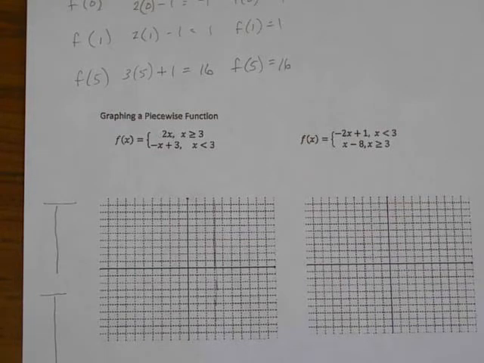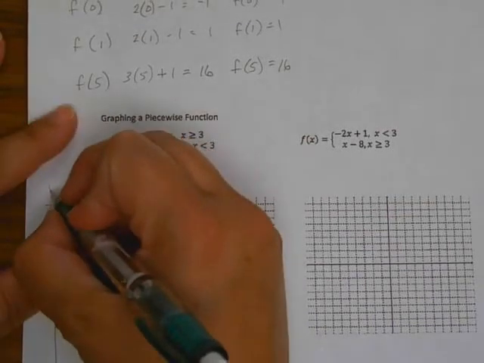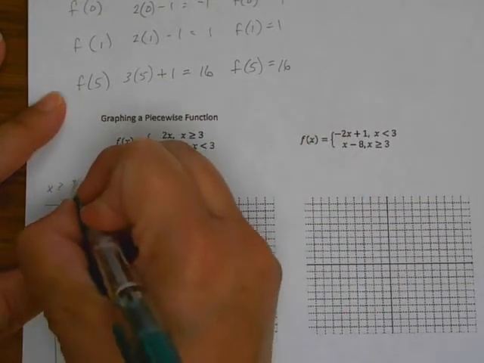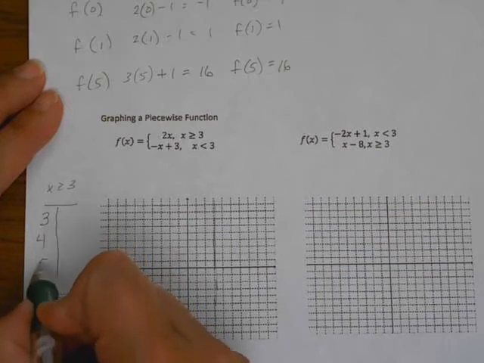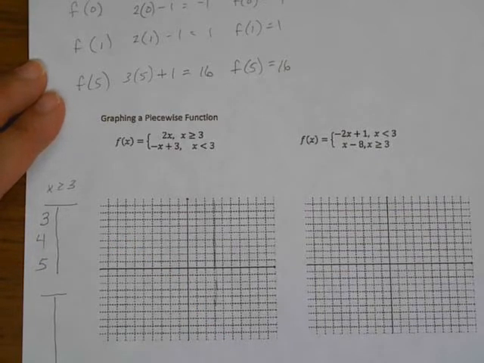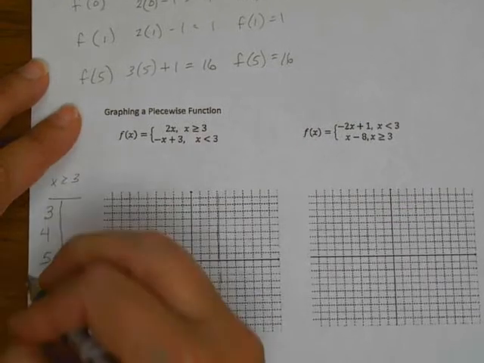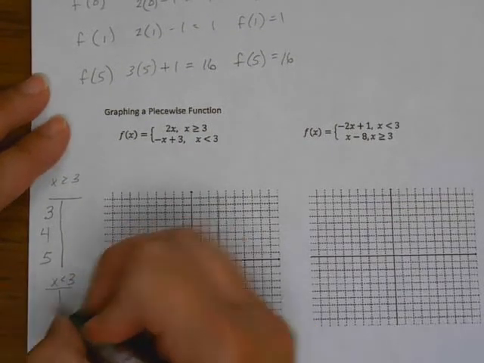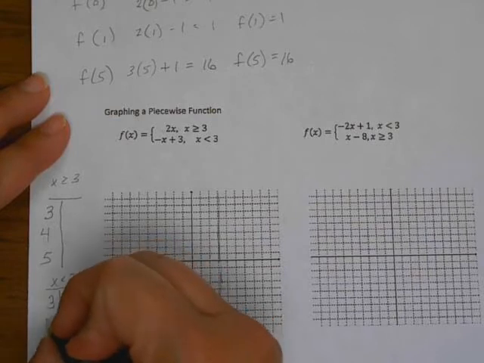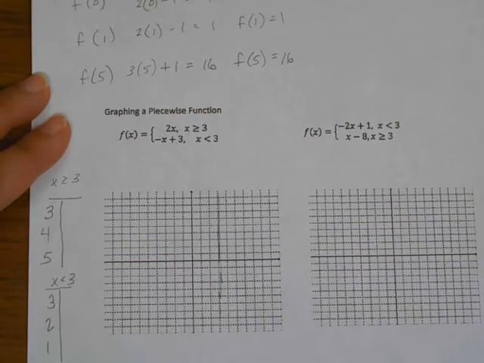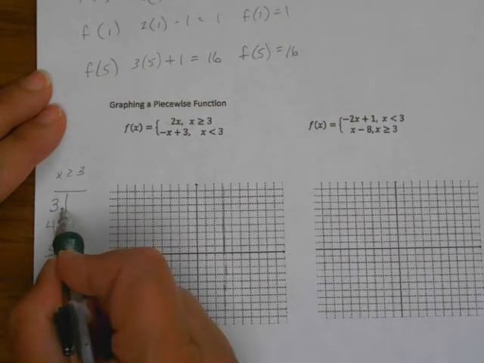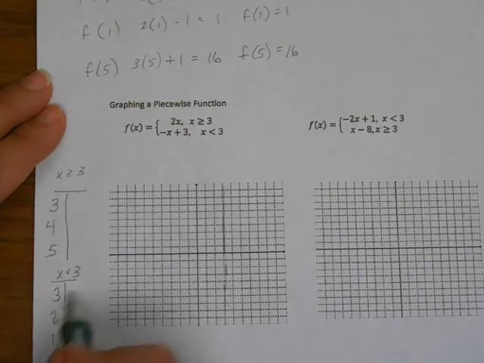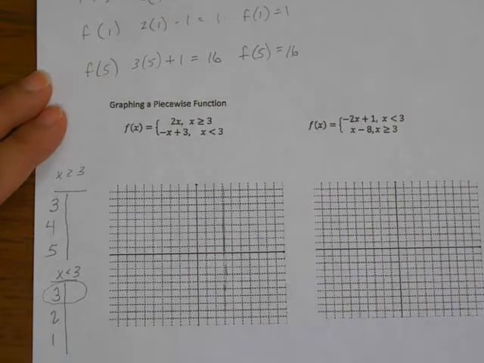So the top equation is going to be the one where I do x greater than or equal to 3. So since it's greater than or equal to 3, I'm going to have 3, 4, and 5. Those are the values I'm going to use for input. The other equation is going to be for when x is smaller than 3. So again, I'm going to use 3 and numbers smaller than 3. In this particular case, I'm not including 3 here, so I'm going to circle that one with an open circle. And I think you'll see why in just a moment.